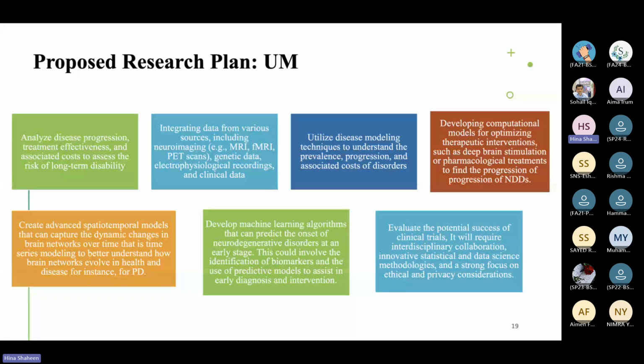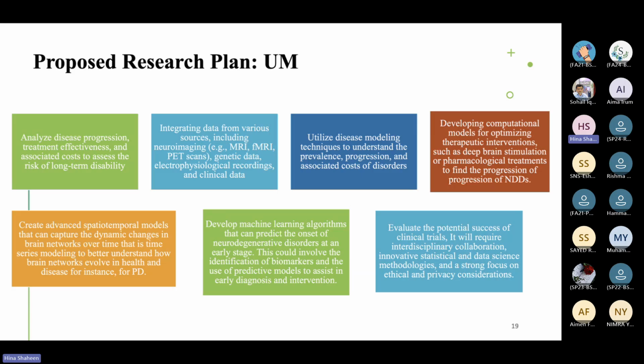So we aim to integrate data from different sources. When it comes to neuroscience, you can grab data of MRI, fMRI scans of the brain, PET scan, genetic data, and so on. And you are always welcome, if you have access to hospital data, you can adopt those data and then analyze it using mathematical and statistical modeling approaches. And then you will be able to develop machine learning algorithms that can help to predict the onset of neurodegenerative disorders at an early stage.